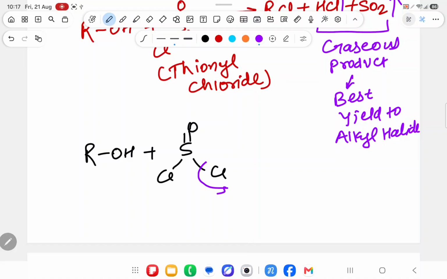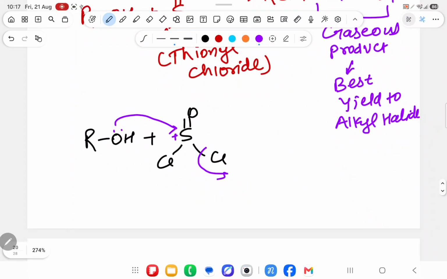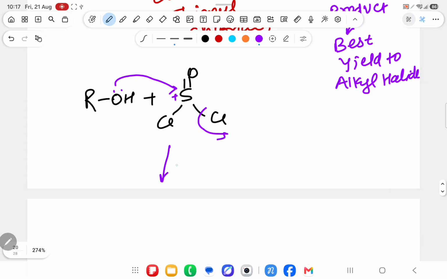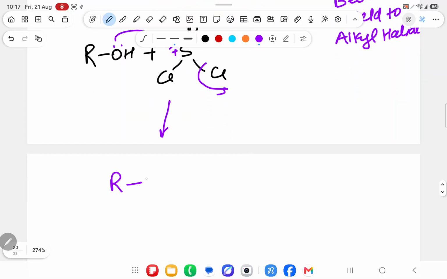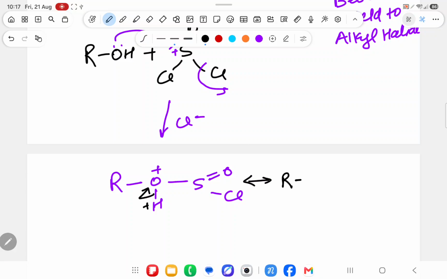This Cl is going outside and this oxygen lone pair is attacking here. Cl minus is coming out, oxygen attacking. After the attack of oxygen, what is coming? Next page I am writing. It will become R, oxygen attacking, hydrogen is present, S double bond O, Cl. Now Cl minus is outside. Now this oxygen is getting a positive charge, this hydrogen will also be removed, and this plus and minus will react and form RO, S double bond O, Cl plus HCl.